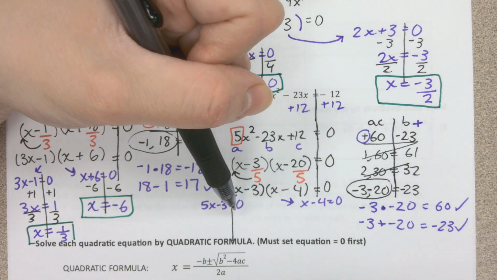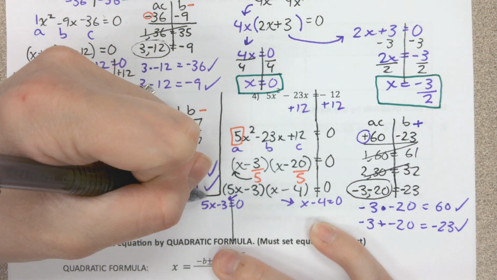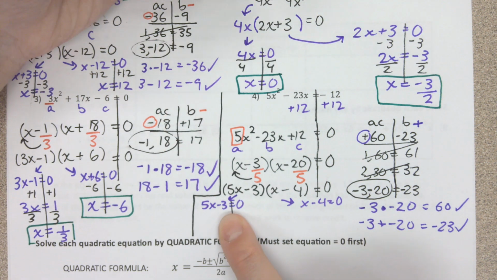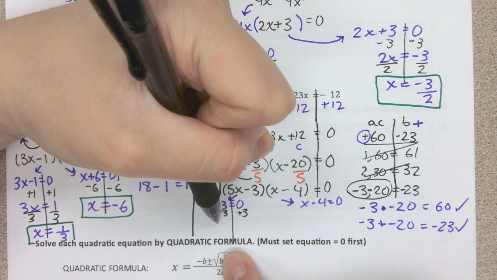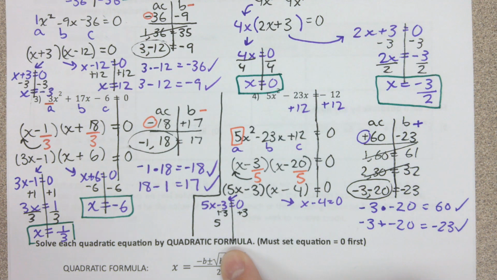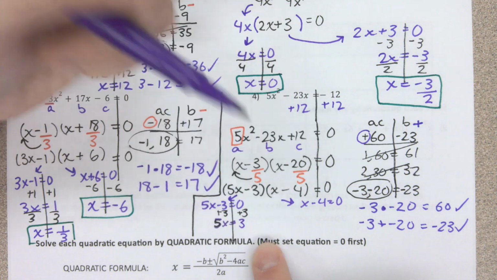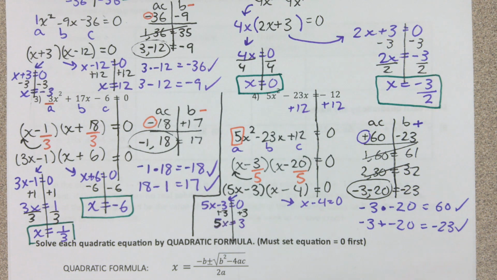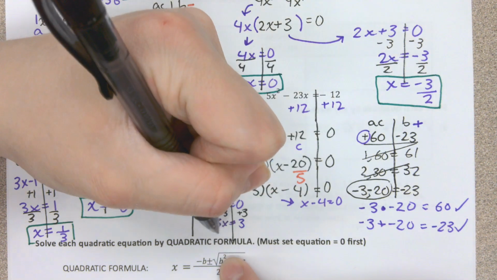5x minus 3 is equal to 0. Let me cut this off real quick. This is a minus 3, so I will plus 3. 5x equals positive 3. And then we divide by the 5 on both sides.